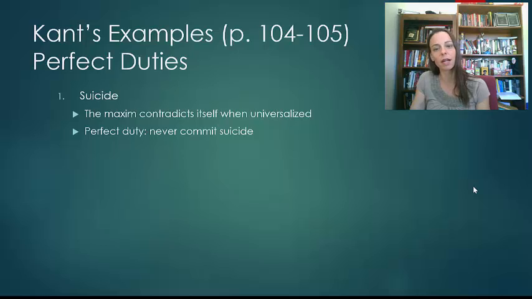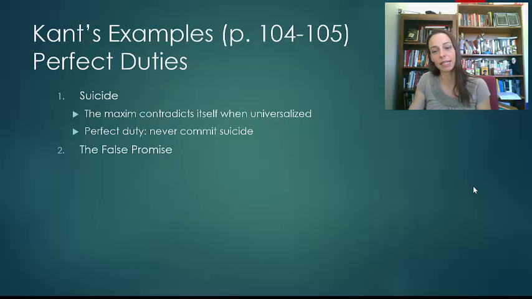And he says, no, it contradicts itself when it becomes universalized, because if you're trying to make your life better, it doesn't make any sense to do that by ending your life. So he says now we have a perfect duty never to commit suicide. And because it's a perfect duty, that means that we can never make any exceptions. It applies to all people in all situations at all times.